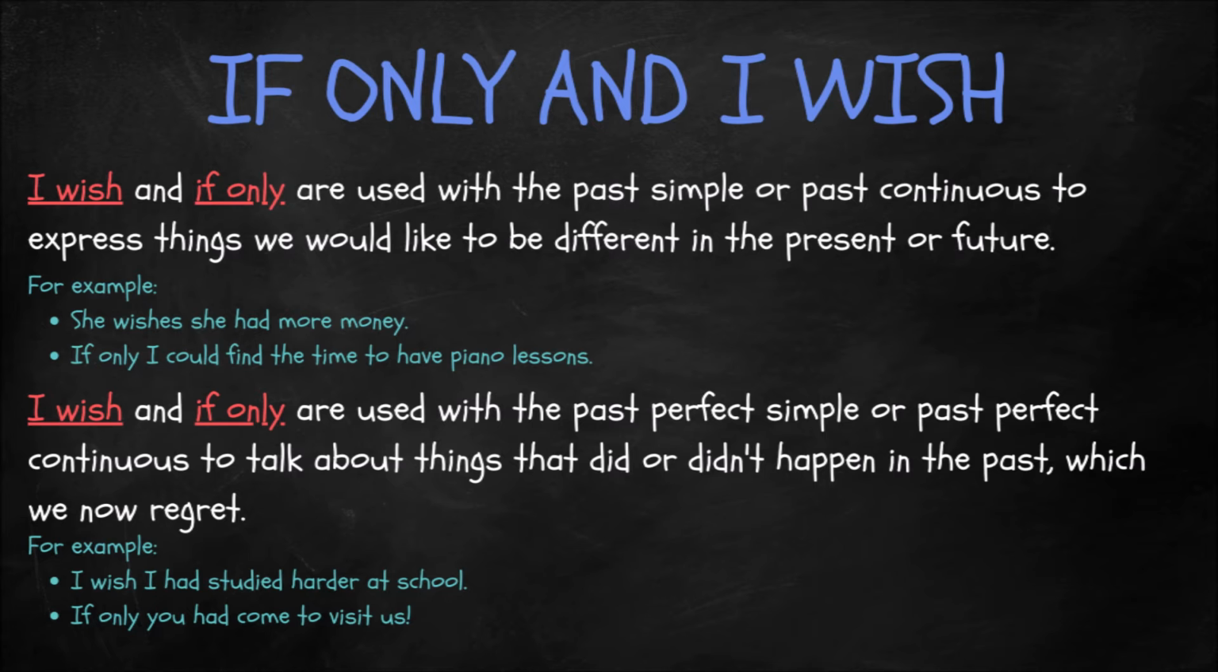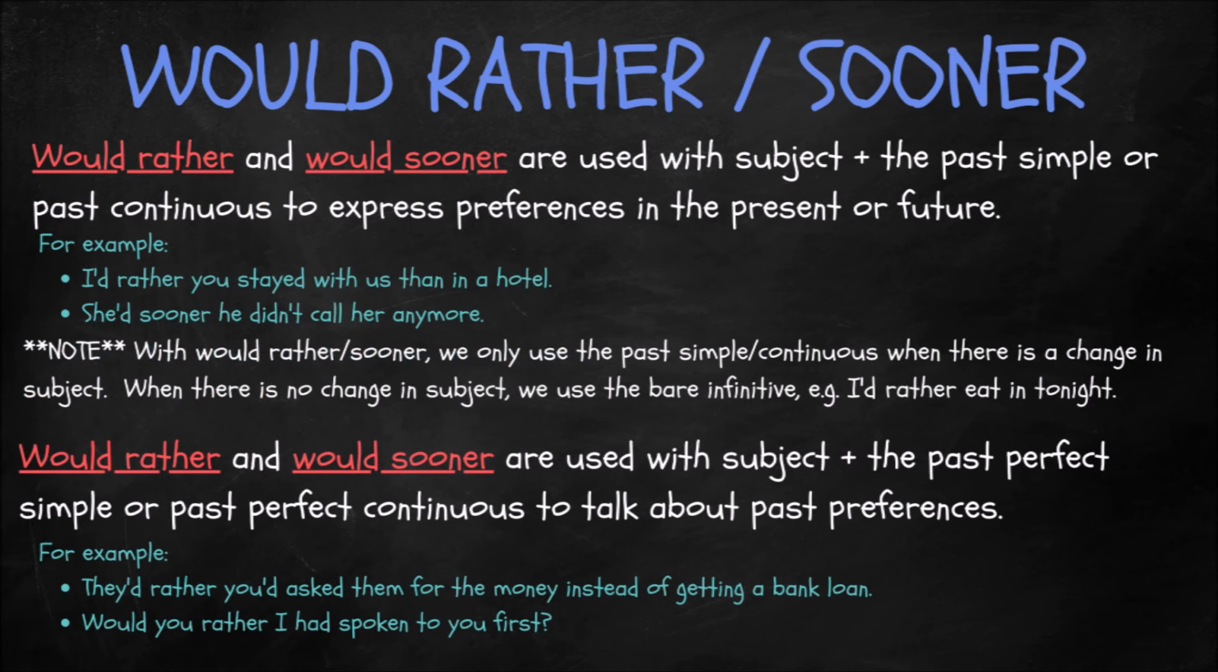Would rather and would sooner can also trigger the unreal past. Would rather and would sooner are used with subject plus the past simple or past continuous to express preferences in the present or future. It's really important you remember that you need a subject here. For example, I'd rather you stayed with us than in a hotel. That is my preference. My preference is that you stay with us and not in a hotel.